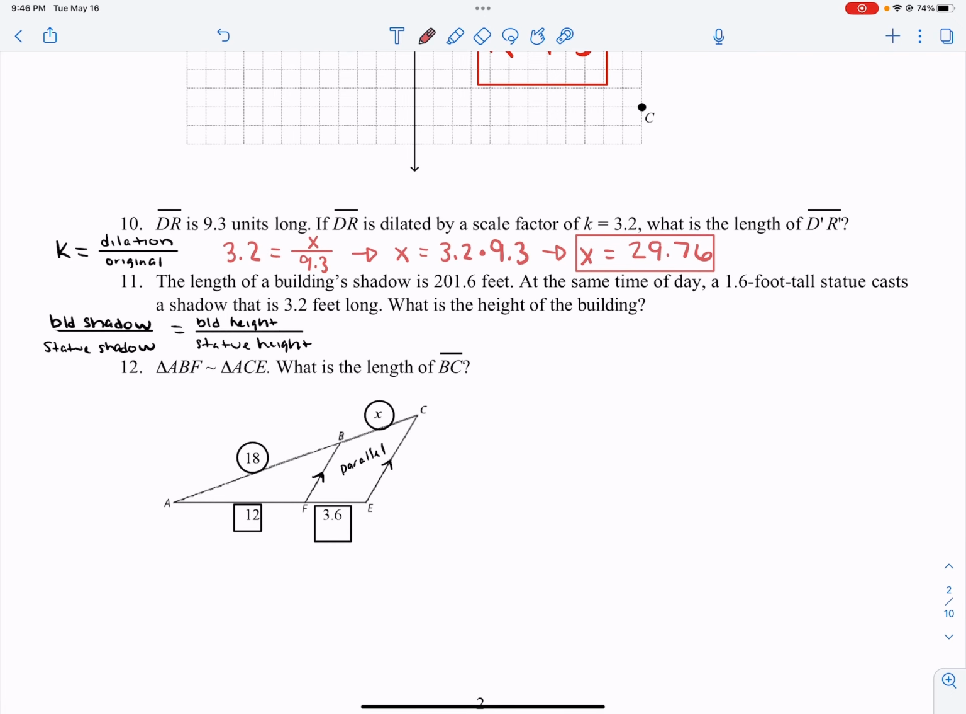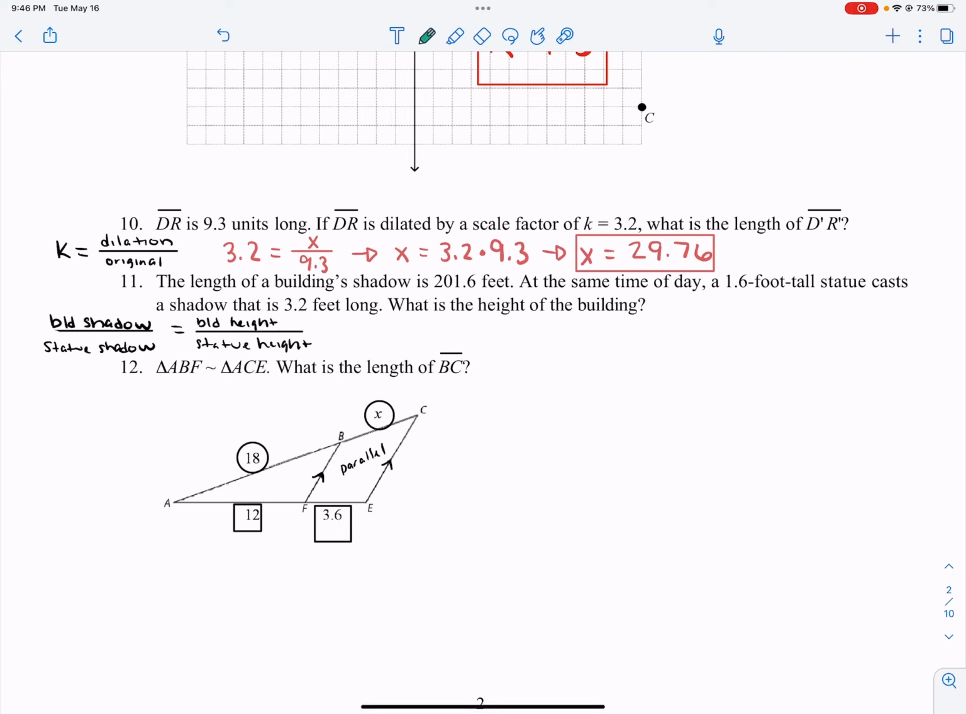All right, number 11. The length of a building's shadow is 201.6 feet. At the same time of day, a 1.6 foot tall statue casts a shadow that is 3.2 feet long. What is the height of the building? Okay, so I have the setup for you. So notice I'm doing the building shadow over the statue shadow. So then the other side for my proportion, I have to do the building height over the statue height. So both building things are on top, both statue things are on bottom. You have to set it up consistently.